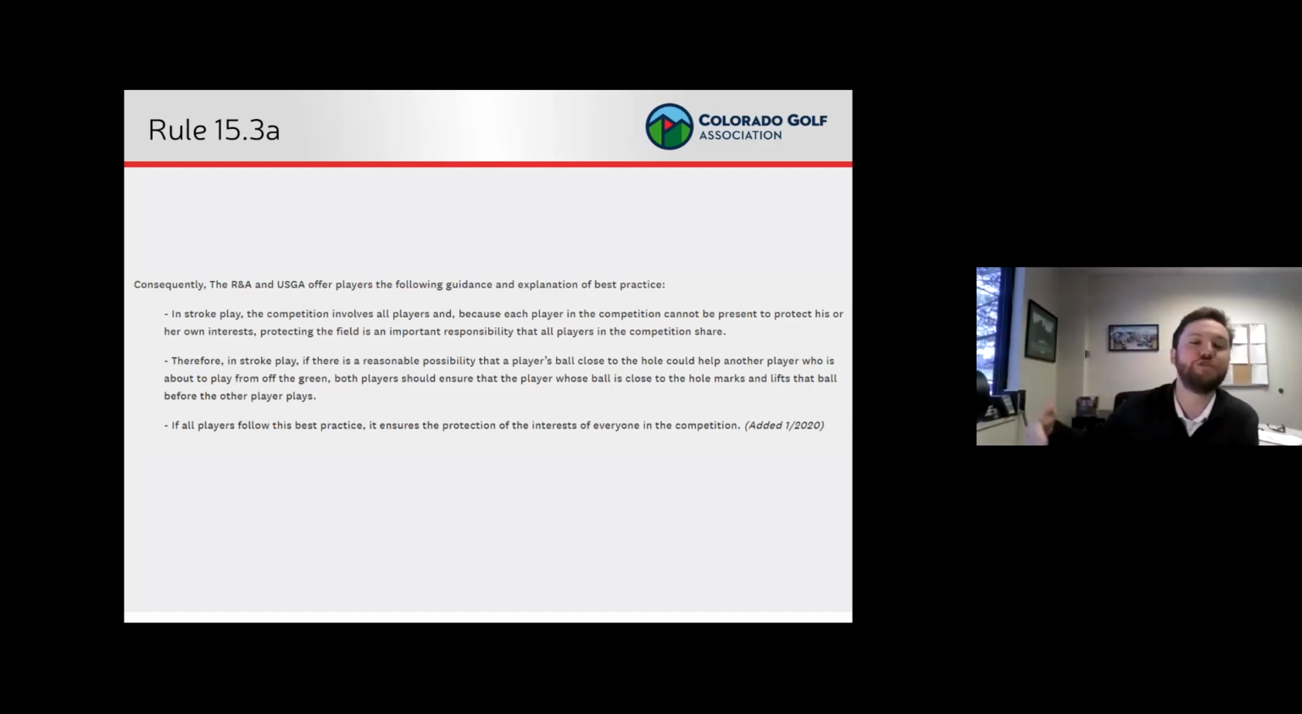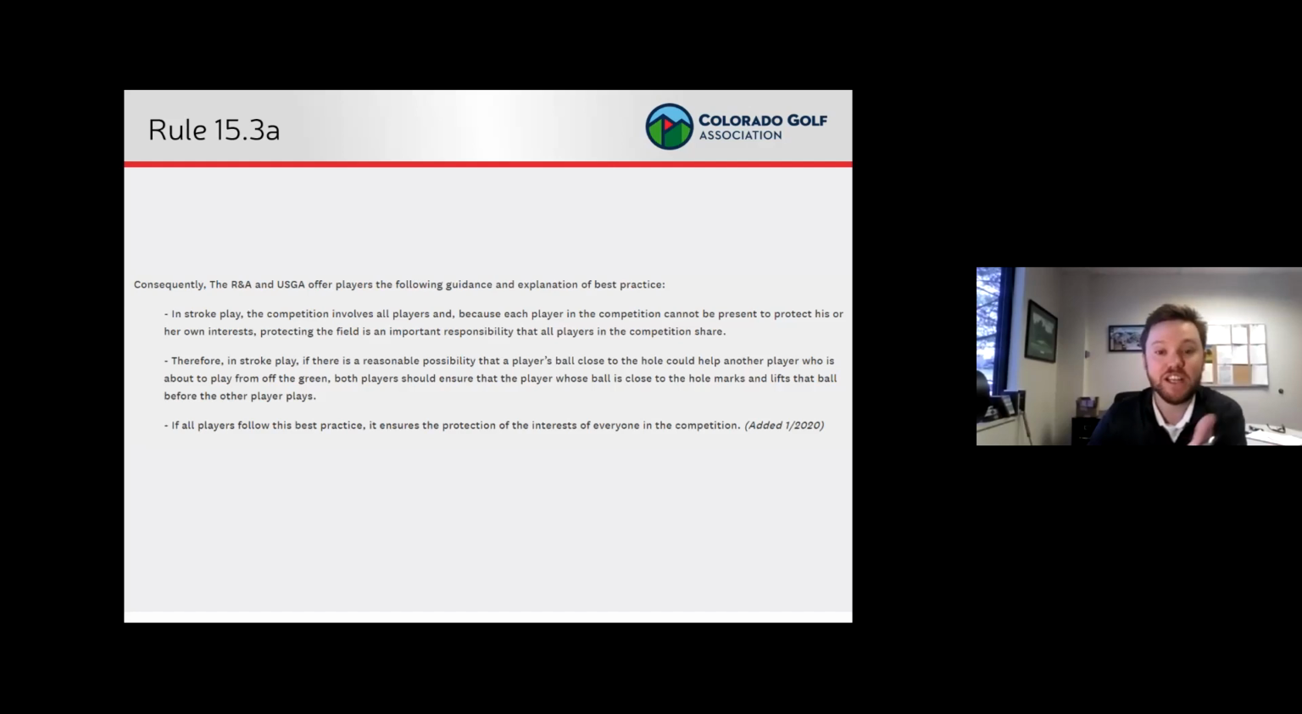and again, reasonable possibility, if we're both on a par 3 and someone hits it close to the tee, it would be unreasonable for them to say, hey, I'm going to go mark my ball because I don't want you to backstop. That's pretty unreasonable. If there is a reasonable possibility, again, chip shot on around the green, right, that a player's ball close to the hole could help another player who is about to play from off the green. Again, if it's on the green, the rules already kind of take care of that. If I putt and I hit that other ball already, I'm going to be penalized 2 strokes. Both players should ensure that the player whose ball is close to the hole marks and lifts that ball before the other player plays. If all players follow this best practice, it ensures the protection of the interests of everyone in the competition.